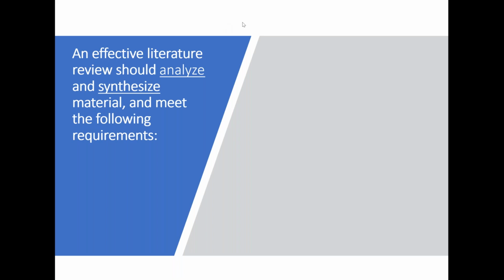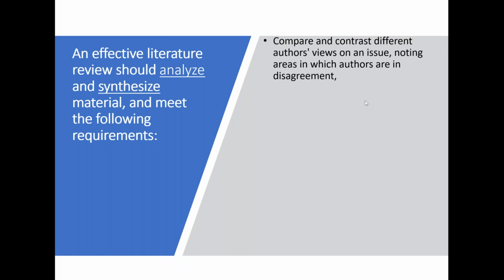All right. So an effective literature review should not just list the research, right? It should analyze and synthesize what you're finding, right? And it should meet the following requirements. So it should compare and contrast different views on an issue. There might be areas where there's a disagreement, right? Different studies came to different conclusions, or they might be in disagreement on a topic.